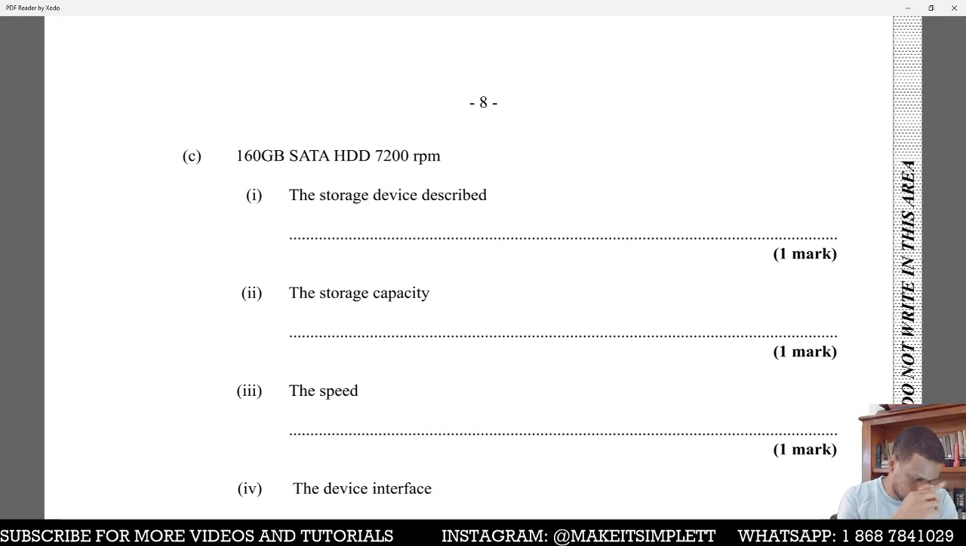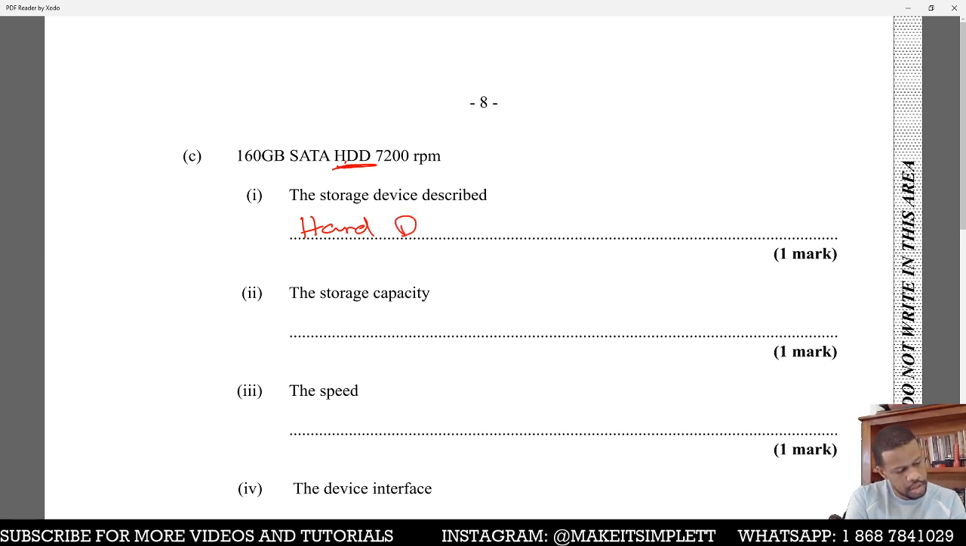Cool. Moving on. All right, the storage device being described is HDD, that is hard disk. If it opens the disk, that's okay because it's a hard drive. HDD is short for hard disk drive. Storage capacity is easily 160 gigabytes.